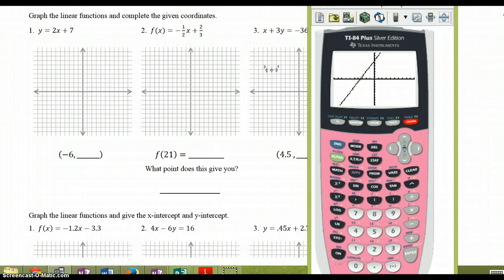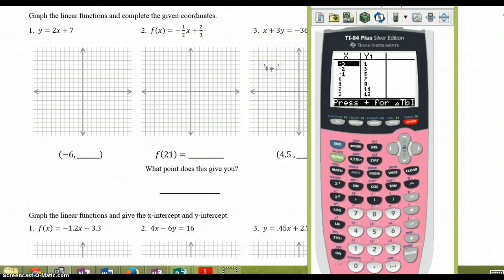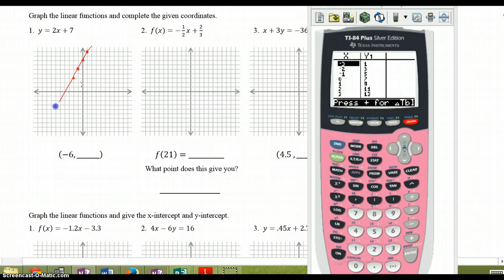But now how do we transfer that to our paper? Well, we can go to the table. Table is second graph, and this is a giant XY chart, and we can just pull off some values and go ahead and plot them. So I'm going to find 0, 7. I'm going to plot 0, 7. And I'm going to plot 1, 9. And negative 1, 5. And negative 2, 3. That should be enough points for me to draw a nice, pretty straight line.